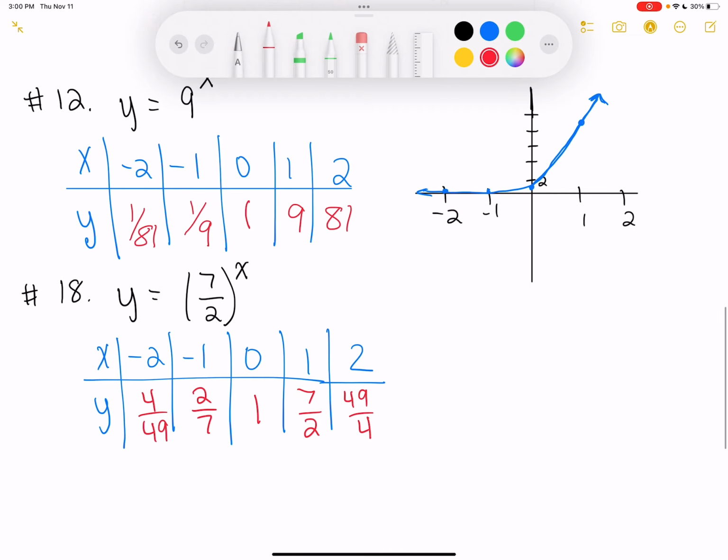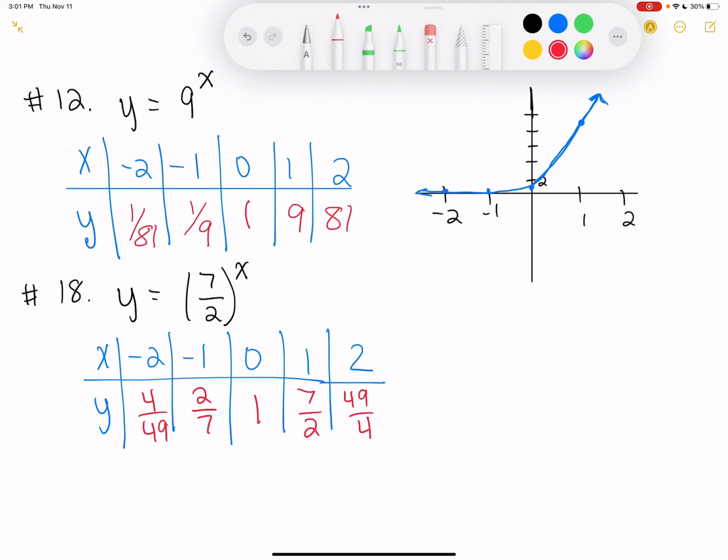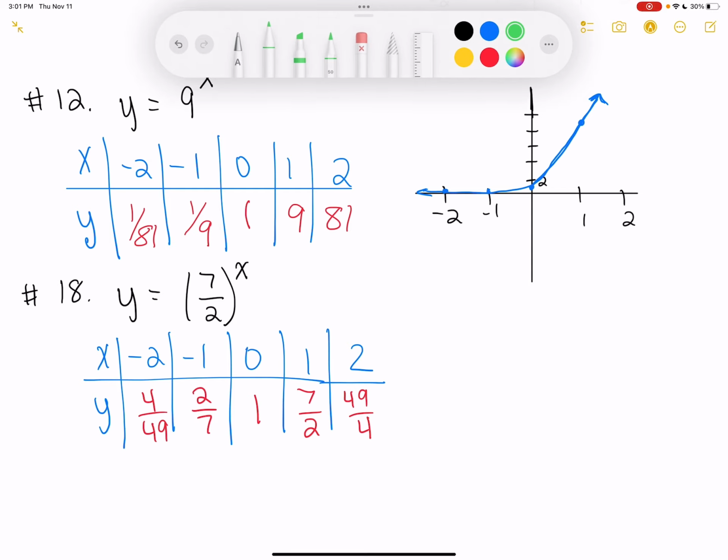Sometimes this is where I'll go when I'm trying to figure out 49/4. Well, it's not that big. But a lot of times I'll rewrite these as decimals when I go to graph them, just to make my life a little easier. So 7/2 is going to be 3.5, so that way I can just kind of eyeball it. Again, it doesn't have to be perfect when you graph. I'm not looking for a perfect graph. I'm looking for that you understand the concept.